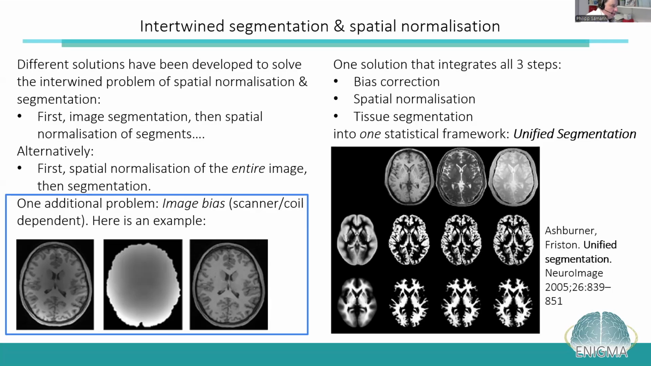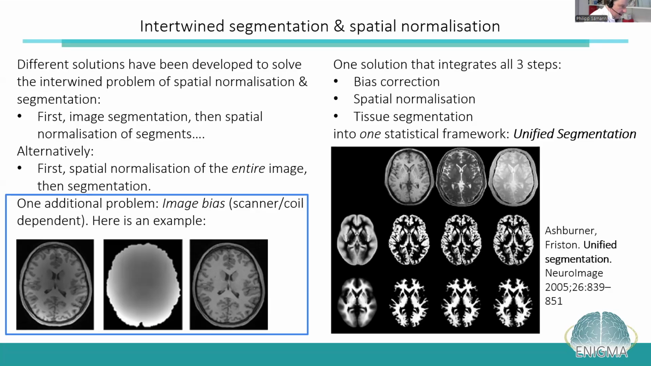There's one additional problem called the low frequency image bias caused by scanner and coil features of the MRI system. So typically the areas in the center of the brain are darker than the outer regions. And so this drop of the signal also has to be taken into account.